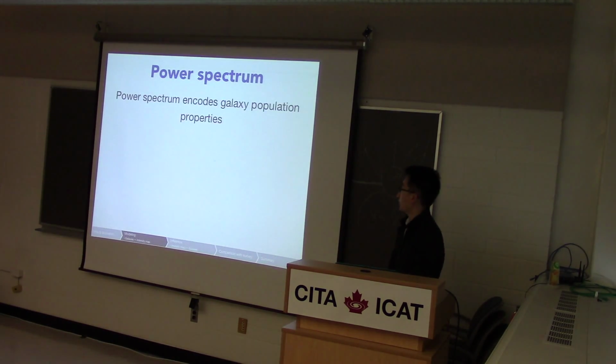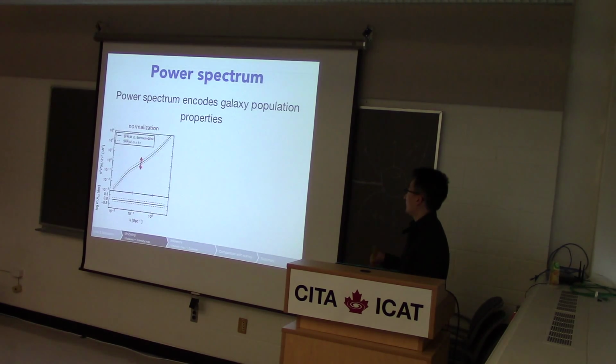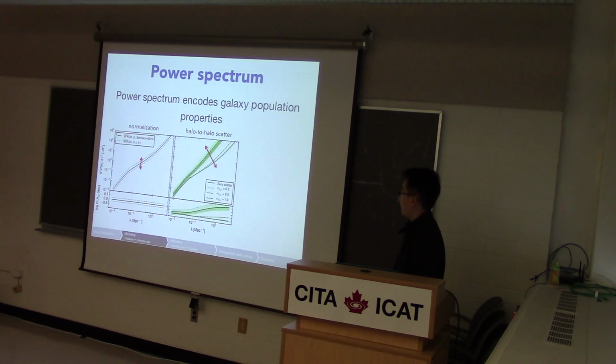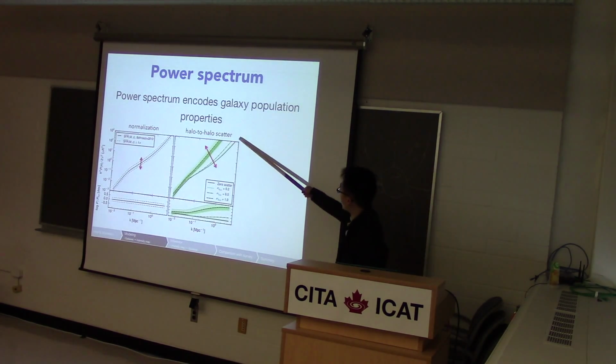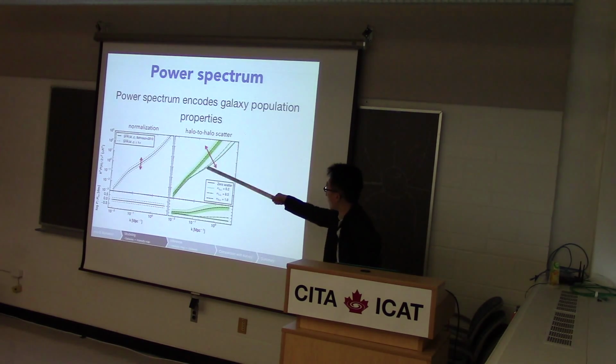So this power spectrum, like I mentioned, encodes cosmological structure. But because we have a model that converts halos to galaxies, it also encodes the properties of the galaxy population. Briefly speaking, if you change the normalization of the relation, if you just scale everything up or down, your power spectrum also gets scaled up and down. That's probably not terribly surprising. If you introduce halo-to-halo scatter, in other words more jitter about the mean relation, you start to get this high-k signal looking more and more like shot noise.